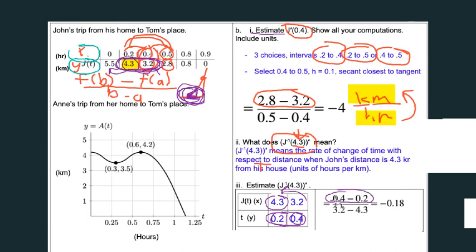If you do those calculations, by the way, what would the units be on that? On the top, it's hours. In the bottom, it's kilometers. So that's hours per kilometer. What does that really mean? That at that instant, when John is 4.3 kilometers away from Tom's house, he's reducing his trip by 0.18 hours every kilometer he walks. Okay, so that's the first part of this question. I'm going to take a look at a couple more questions that are related to this in a follow-up screencast.